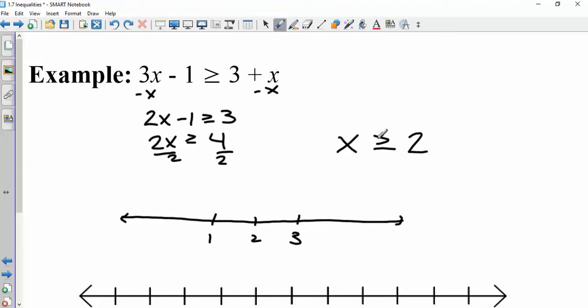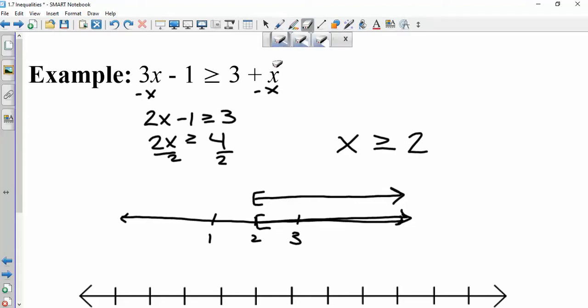Equal to would mean parenthesis or a bracket. Bracket. Your brackets and parentheses have to face the direction you're shading. So we want greater than or equal to 2. So that's starting at 2 and going to the right. Some people like to draw it above their number line. I don't care which one you do, as long as I can see what your graph is.